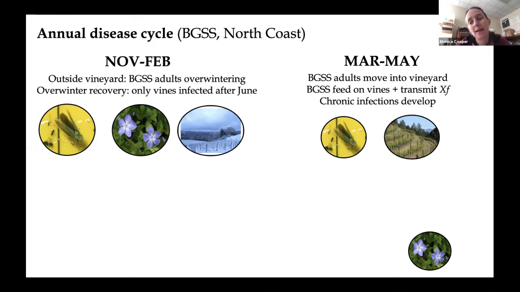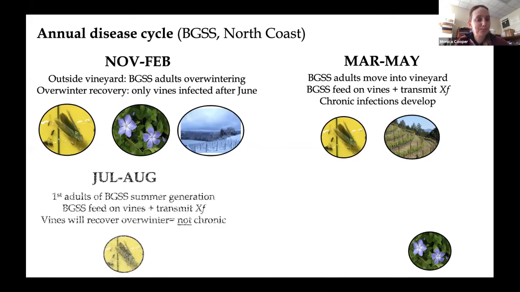And the reason is that Xylella, in order to survive the winter, has to move from the shoot or the one-year-old wood into the permanent woody structures of the vine. And that happens when sharpshooters are feeding on the vines in that March through May period. So that's a really, really important period as those infected sharpshooters move into the vineyard.